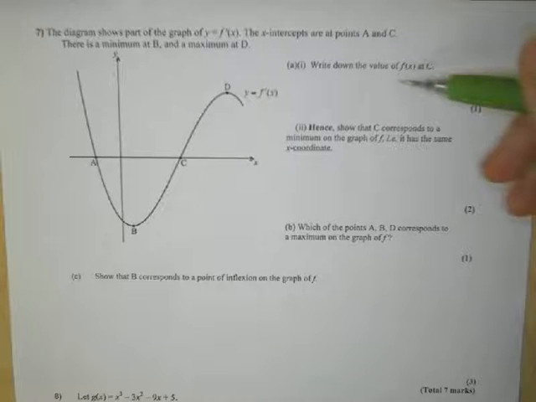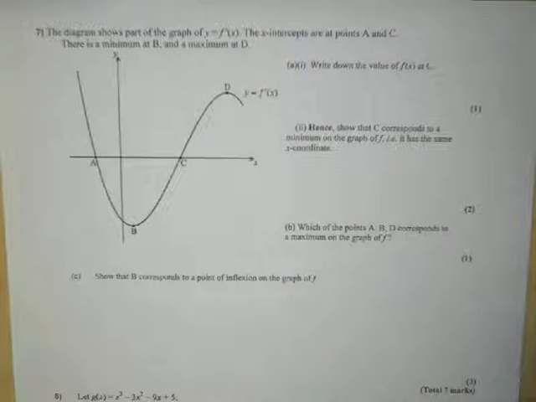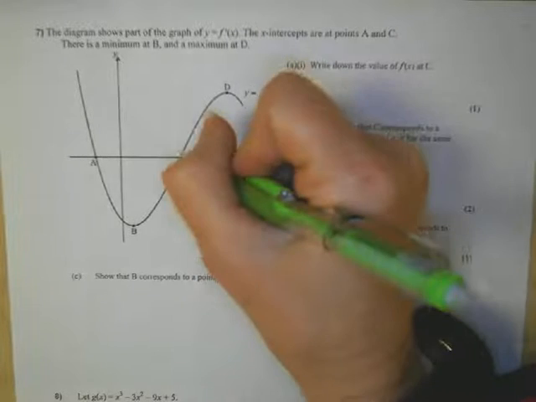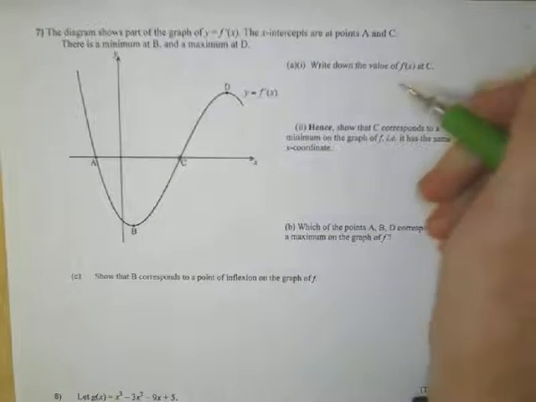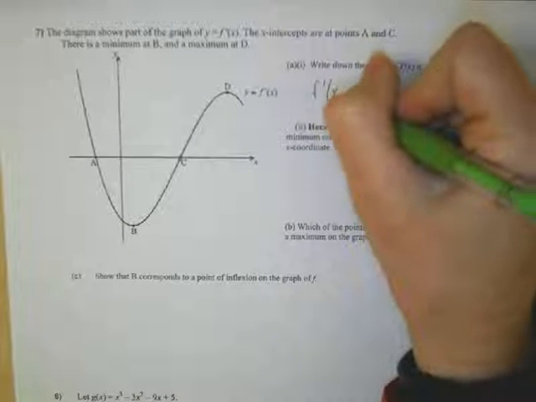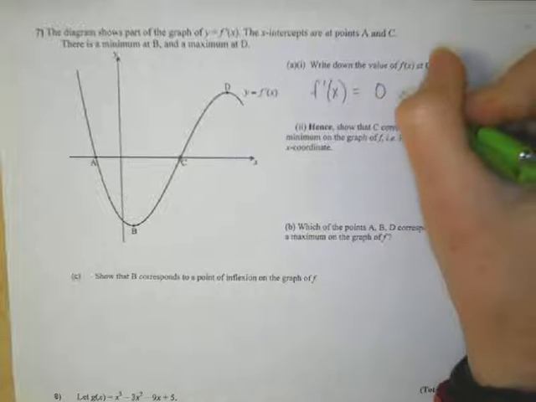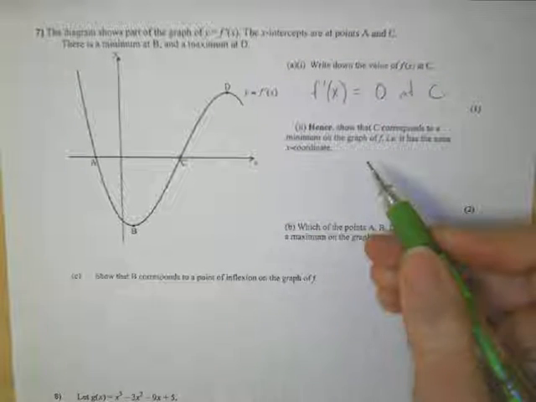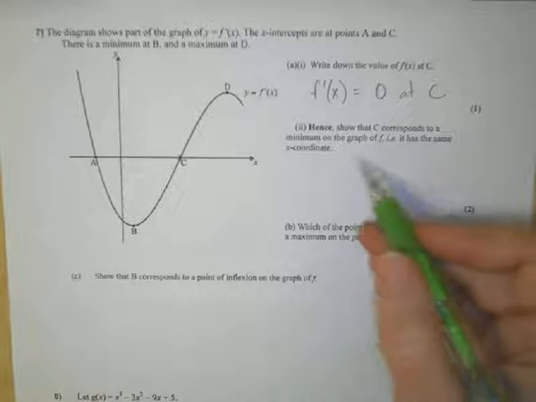Okay, so that does say write down the value of this function at c. So at point c, the value, remember value means the y value. So the y value there would be 0. So f prime of x is equal to 0 at c. Okay, hence show that c corresponds to a minimum on the graph of f, i.e. it has the same x coordinate.